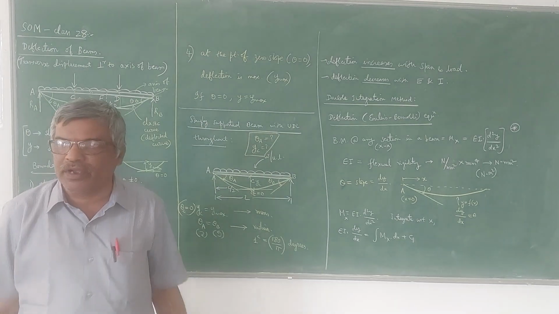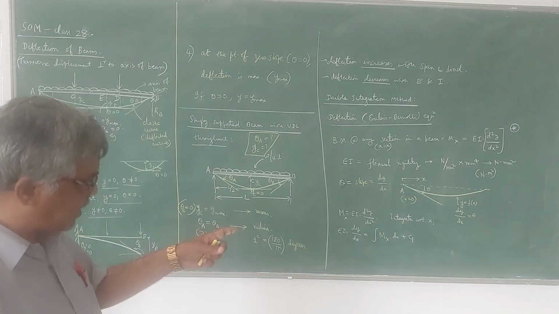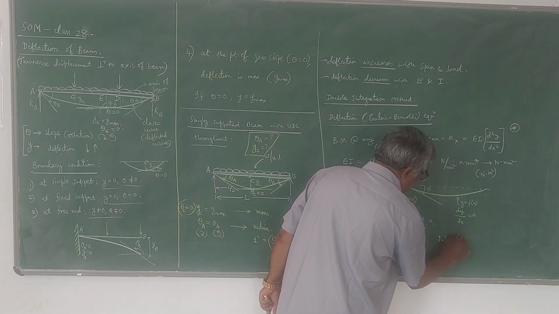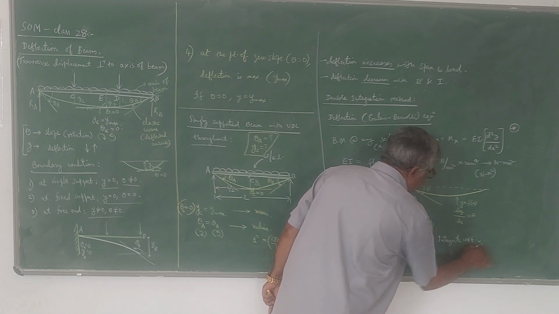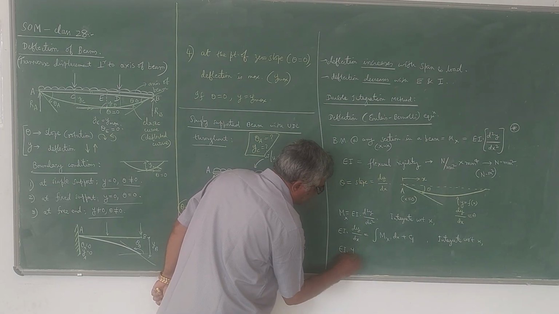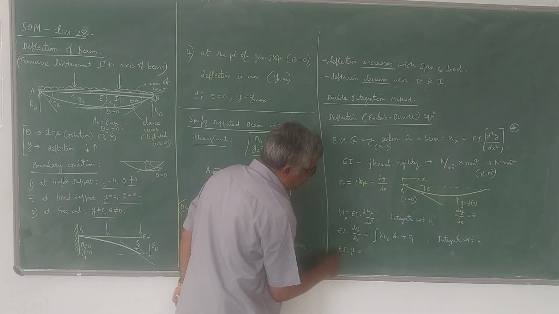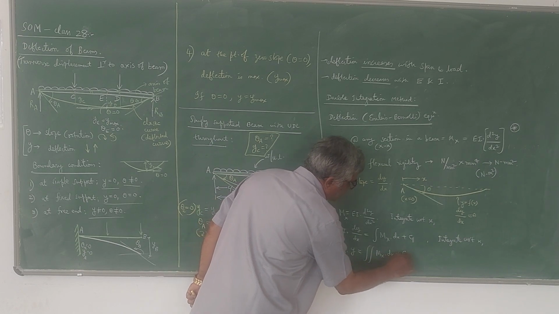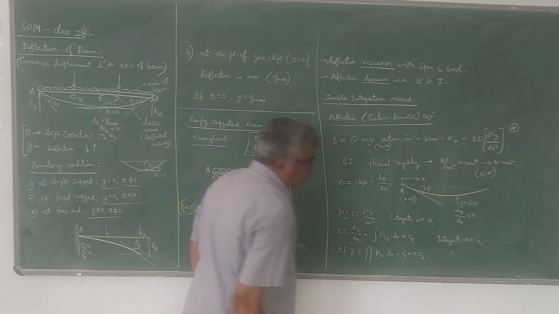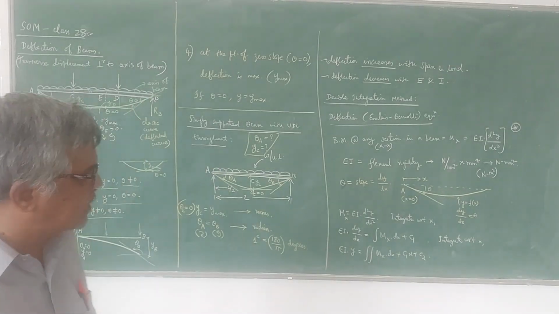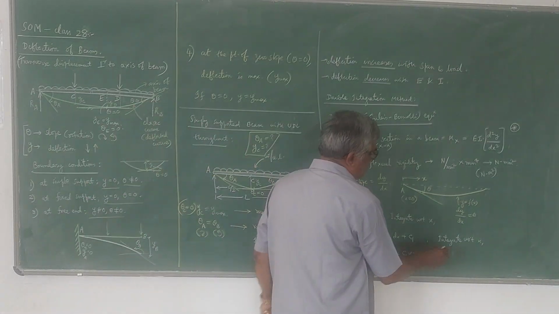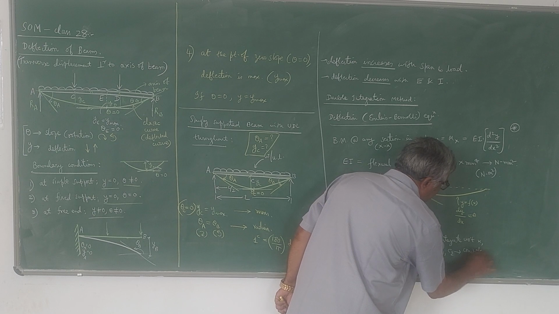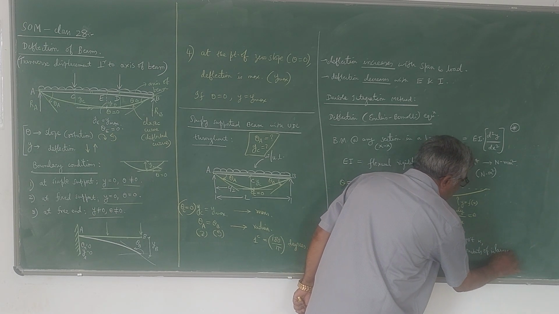Please note, this is very important: the constant of integration we have to add. Next, we integrate once again with respect to x. You are going to get EI into y, since integration of dy by dx is y, equal to the double integral of Mx dx plus C1 x plus C2. One more constant of integration is added. These constants of integration C1 and C2 are evaluated using boundary conditions.